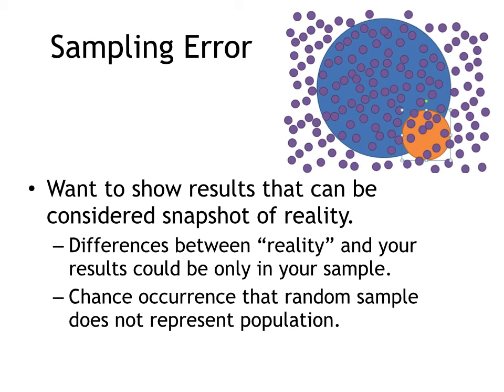You could, for example, by chance, pull a sample that included mostly disengaged students or a sample that included very few teachers with graduate degrees. It's very unlikely, but there is the possibility that it could happen. So sampling error is we know there's going to be a difference between reality and the results that are only in your sample.